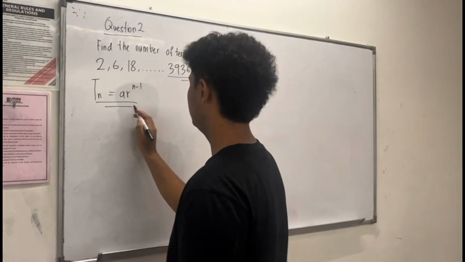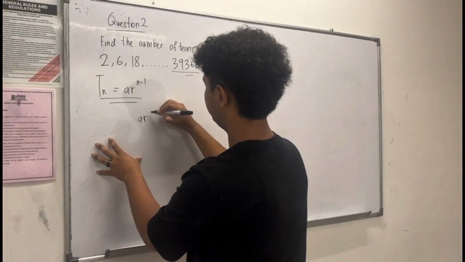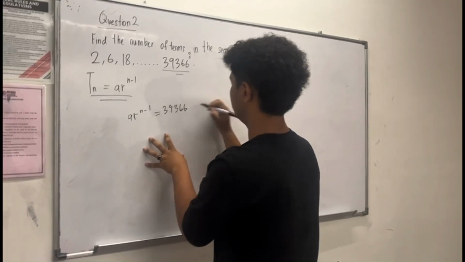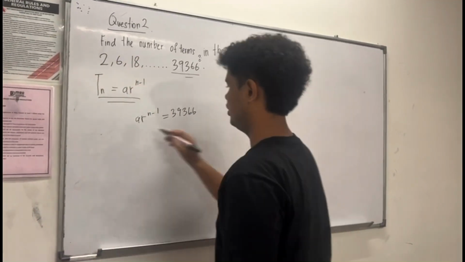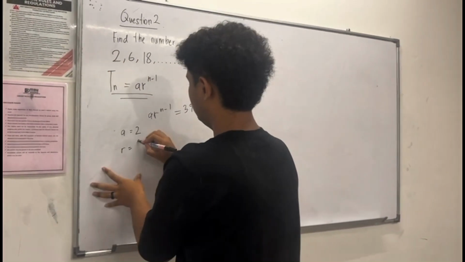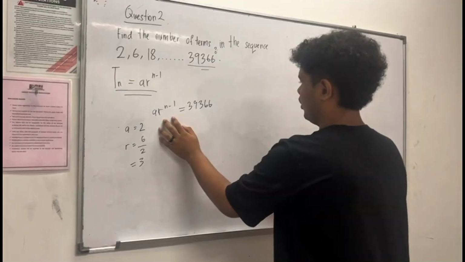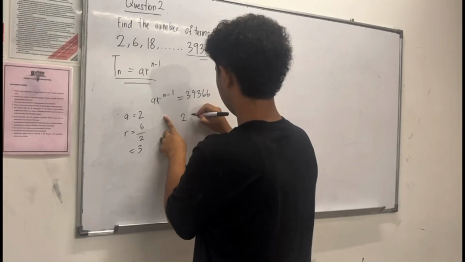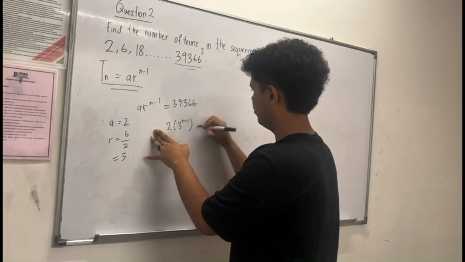So we will use this formula. Basically, we take a r to the power of n minus 1 equal to this number. First, we need to find the common ratio. The a is the first term, which is 2. The common ratio is 6 divided by 2, which is 3. So we have a and the common ratio, and we put them into the formula: a is 2, r is 3, and n is the number of terms, which we don't know yet, so we have n minus 1 in the power.